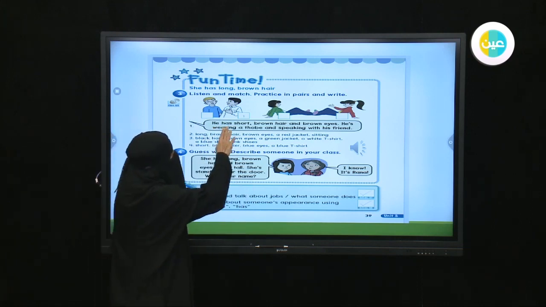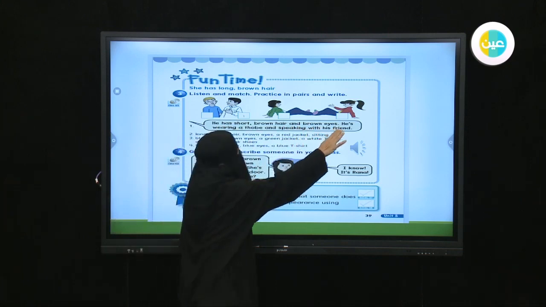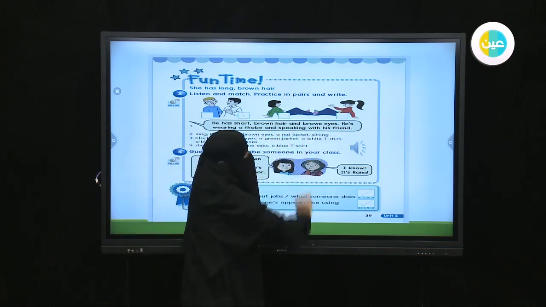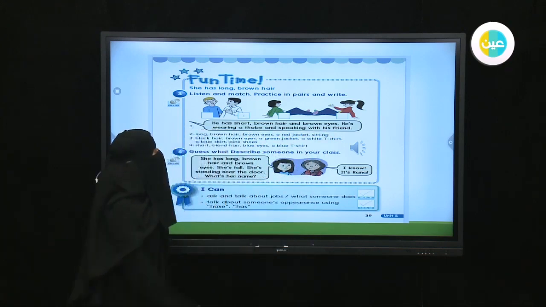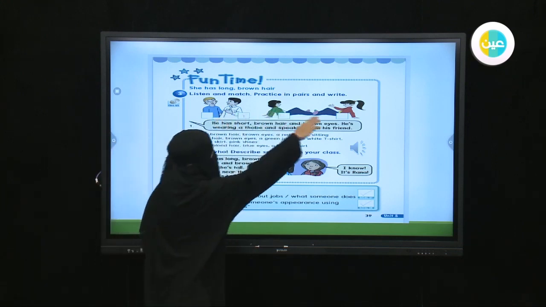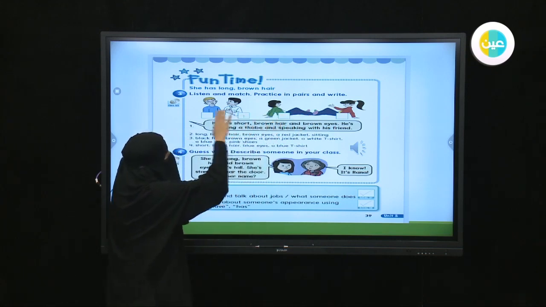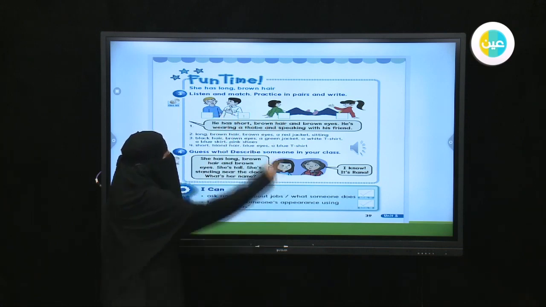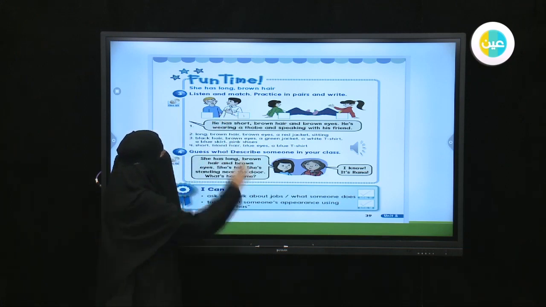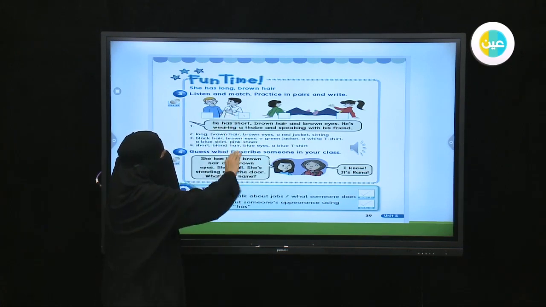He has short brown hair and brown eyes. He's wearing a thobe and speaking with his friend. Let's discuss this first. When I start by saying he, that means I'm going to look for, here I have 4 people, right? I'm thinking about these 4 people. The one I'm describing is one of them. So when I start by saying he, I'm not going to look at the girls, I will look at the boys, right? This is the first thing. You decide if it's a boy or a girl. So when I say he's short, it's one of the boys.